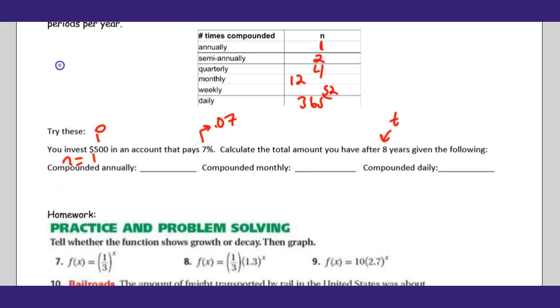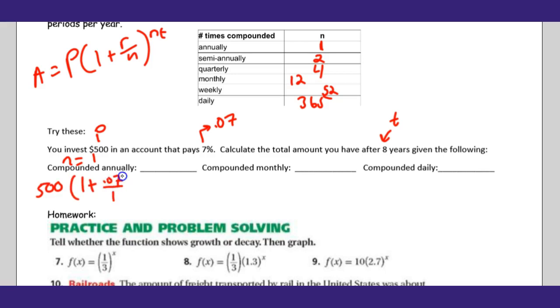So I go back to my equation. Remember the equation is A equals P times 1 plus R divided by N raised to the N times T. So in this case, the equation would be 500 is my P times 1 plus 0.07, that's R, divided by N, once a year, compounds annually, raised to the 1 times 8, N times T. And when I do that, it gives me $859.09.